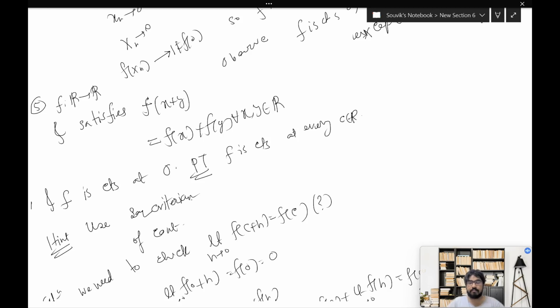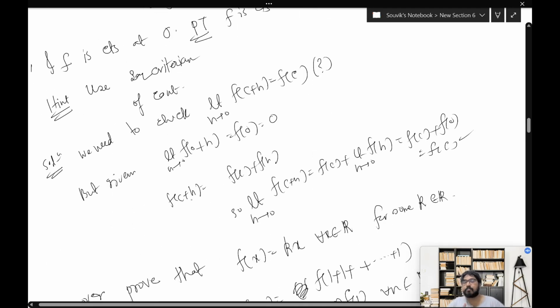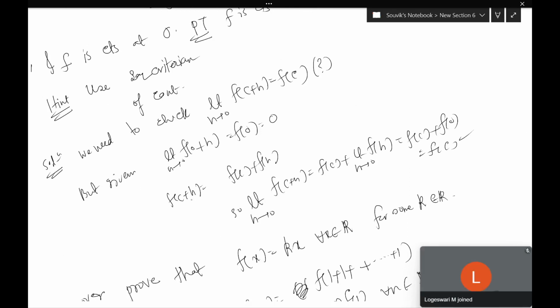So f is a function from R to R. The next question is that suppose f is a function from R to R, and suppose f satisfies the additivity law, and assume that f is continuous at 0. We need to show that f is continuous at every c belonging to R. Here we need to use the sequential criterion of continuity. So how to do it?